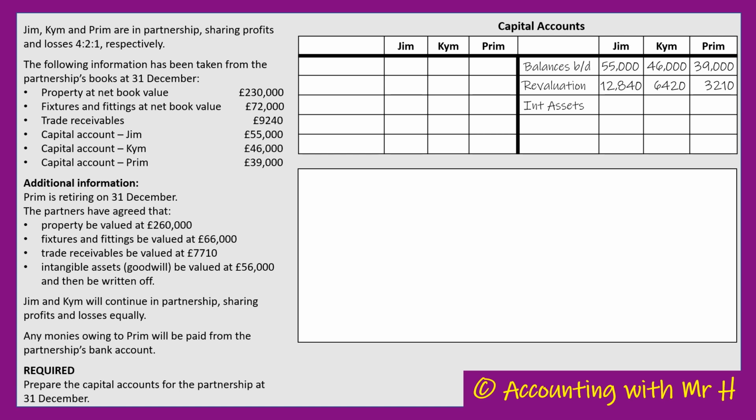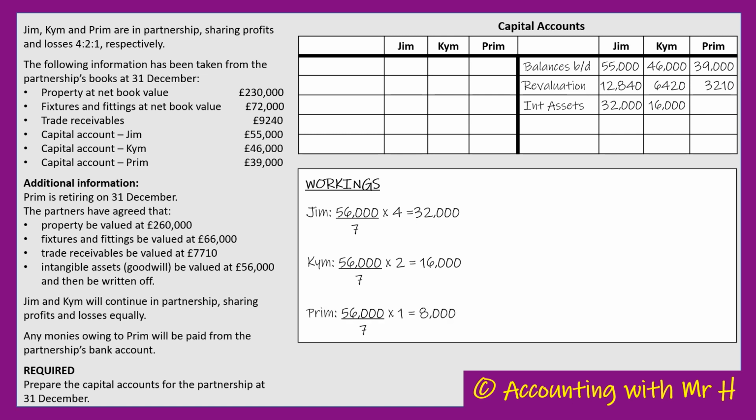And my working then is going to take this £56,000 that they've agreed on. And again, unless it tells me otherwise, just like the revaluation, I'm going to share it out in their profit ratio, which is the 4:2:1. So of this 56,000, Jim is having 4/7 of it. So let's put that in his capital account. There we go. Kim is having 2/7 of it. So 16,000 going into her capital account. And Prim is having 1/7. So 8,000 going into her capital account. There we go, done.